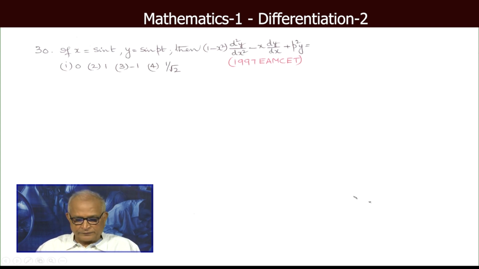Follow? Next. If x equal to sin t, y equal to sin pt, then 1 minus x square into d2y by dx2 minus x into dy by dx plus p square y equal to? EAPCET.